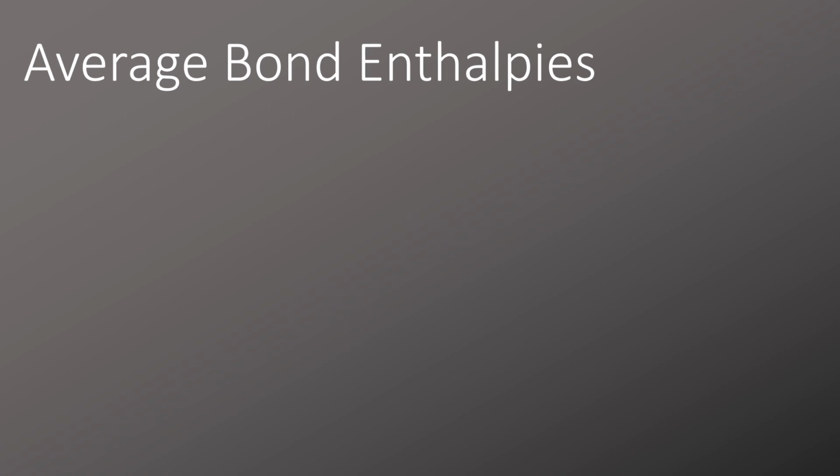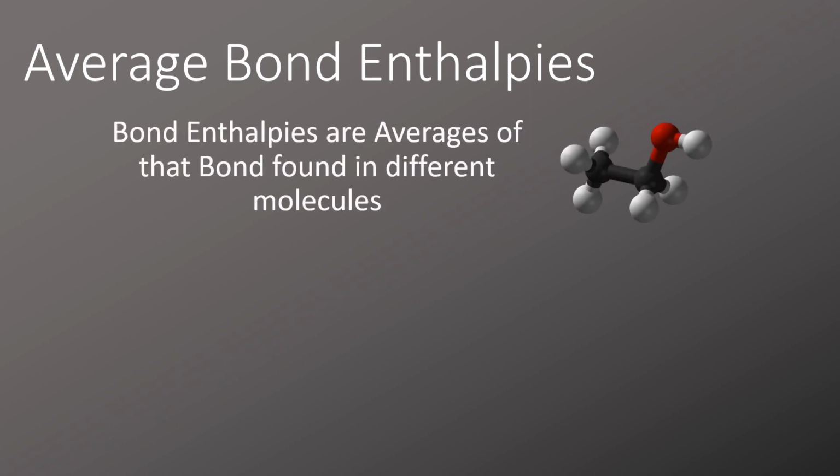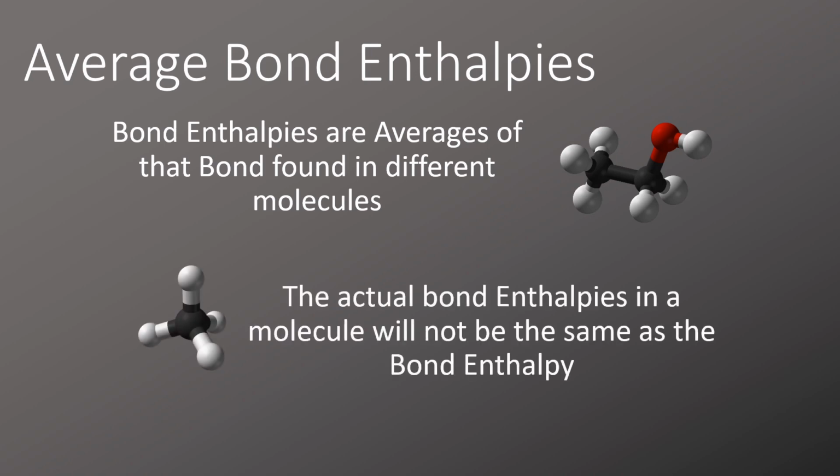So there's just one bit of extra information to take for this topic, and that's average bond enthalpies. The data values that we can look up in data books or are given to us in exam questions are always an average of the bonds found in lots of different molecules. This means that the actual bond value that you might calculate from a chemical process will not be the same as the one listed in the book. It'll be very close, but it won't be exactly the same. And that's again because the bond enthalpy that's listed in the book is an average of all the different bonds in all different molecules.